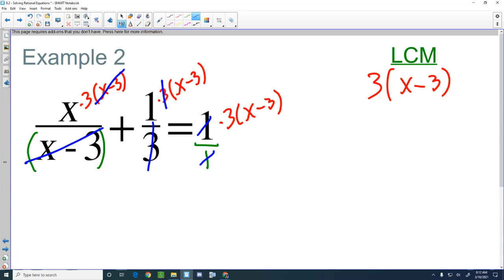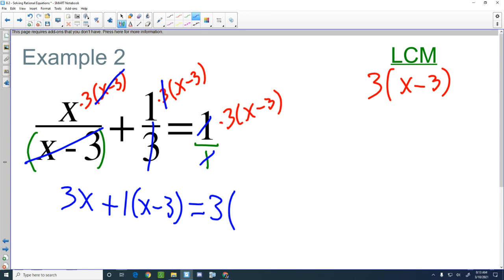I only have values in the numerators, so just write them out. This first term is x times 3. Well, we would write that as simply 3x plus. This second numerator has a 1 times x minus 3. Well, 1 times x minus 3, if you want to write that, you can. And finally, on the right side, we have just a 3 times x minus 3.